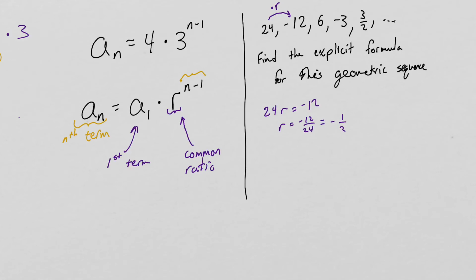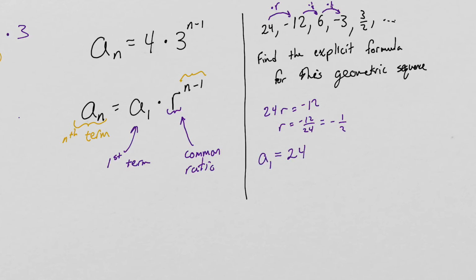Very helpful. And we want to make sure that it seems like that's happening as we go. -12 times -1/2, yeah, that's 6. And 6 times -1/2, that's -3. So we're good, it seems like that's working. -3 times -1/2 is 3 halves. Excellent. So r is equal to -1/2, and a_1 is just right in front of you.